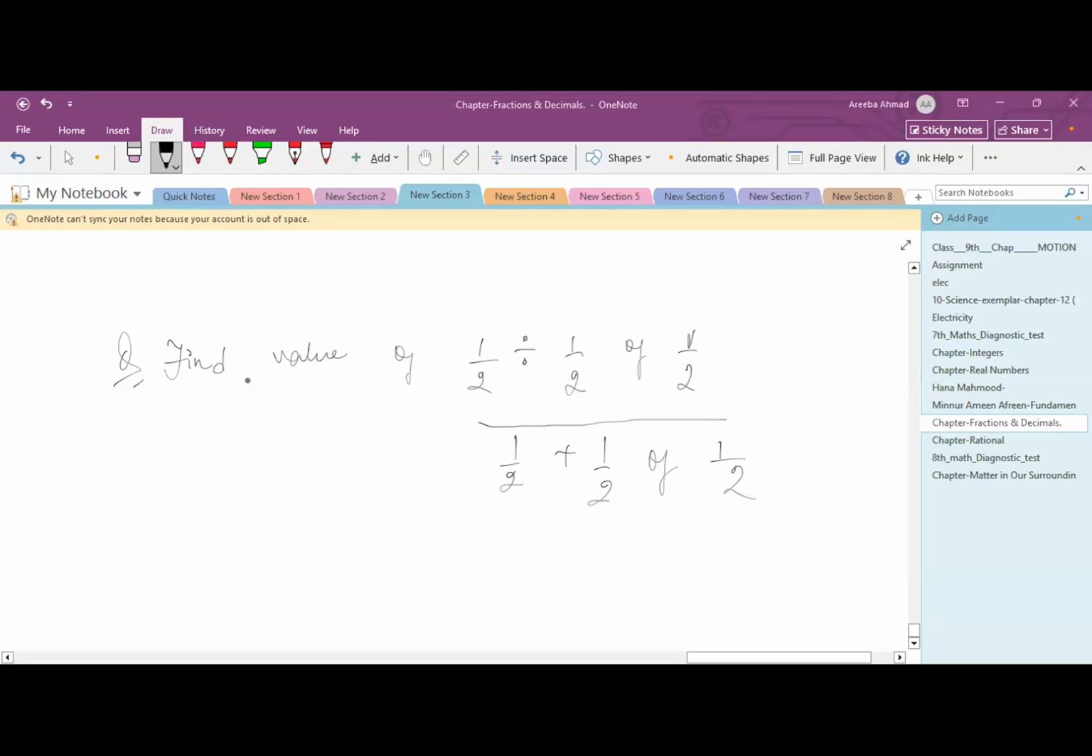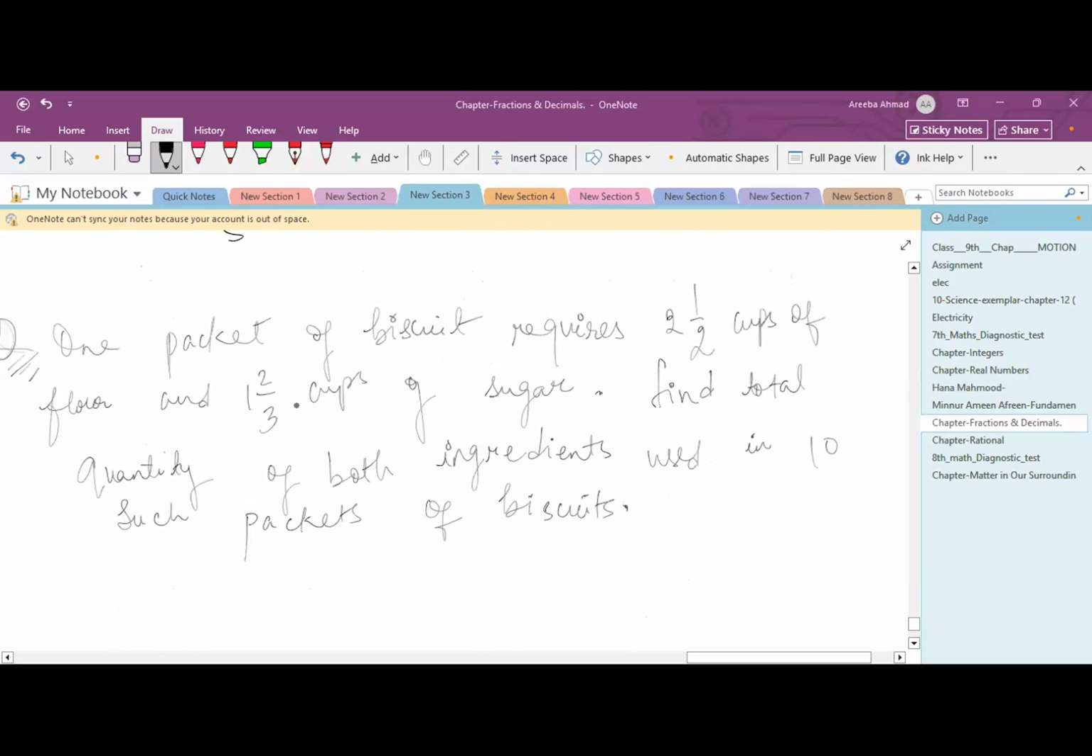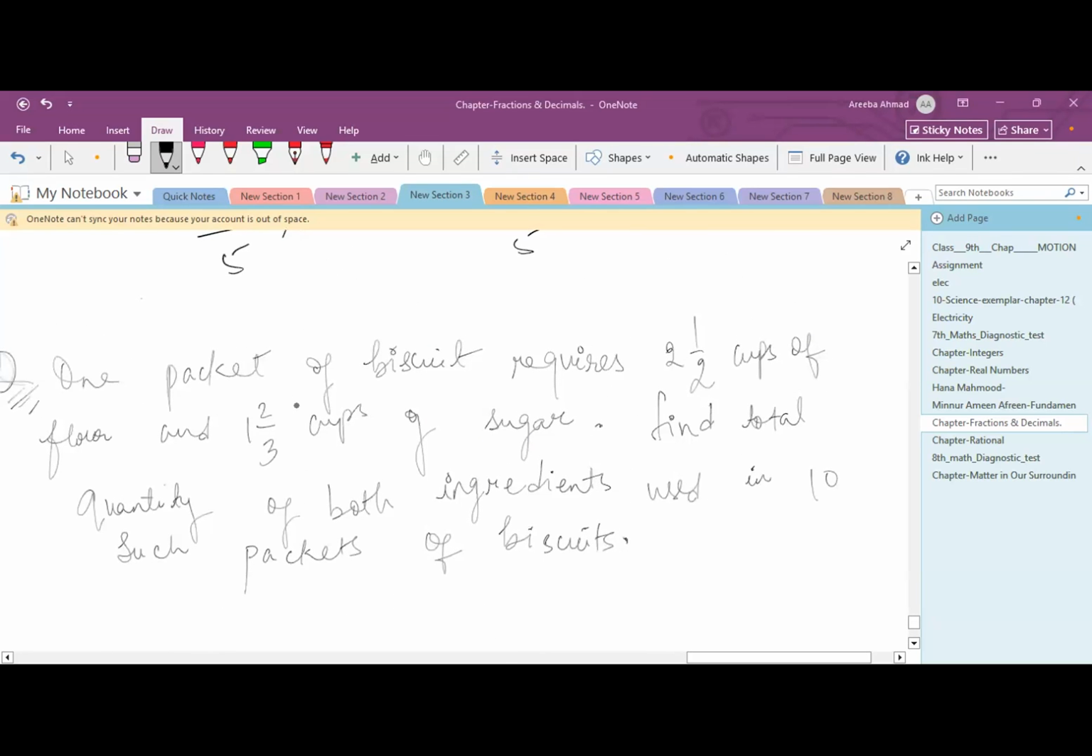All right. So how much are you getting for the first one? So first, cups of flour: 1 packet of biscuit requires 2 1/2 cups. Cups of sugar is equal to 1 2/3. Quantity used in 10 such packets is equal to 2 1/2 into 10 and 1 2/3 into 10.